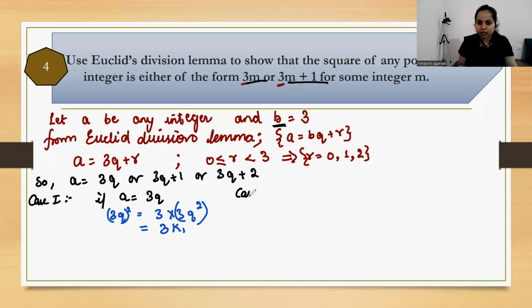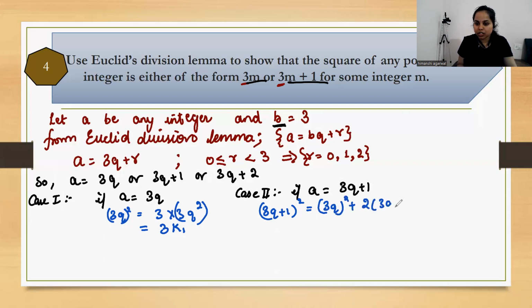अब केस सेकंड क्या बनेगा हमारा? केस सेकंड ये बनेगा कि अगर A की वैल्यू क्या है? 3Q plus 1 है. So what will be the square of A here? 3Q plus 1 का जो स्क्वायर होगा वो कितना हो जाएगा? You know the formula of the identity of A plus B whole square, that is A square plus 2AB plus B square. So it will be A square plus 2 multiplied by 3Q plus 3Q into 1, 2AB that is, and plus 1 square, right?